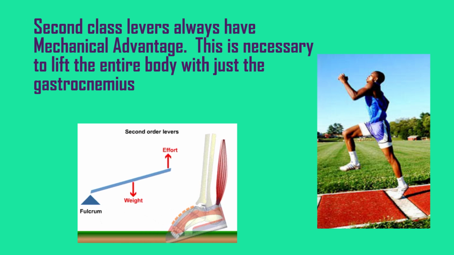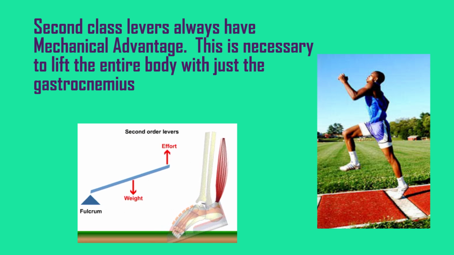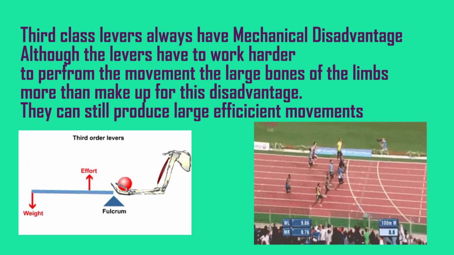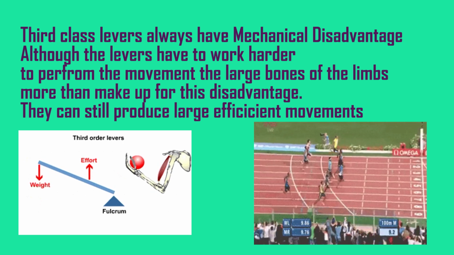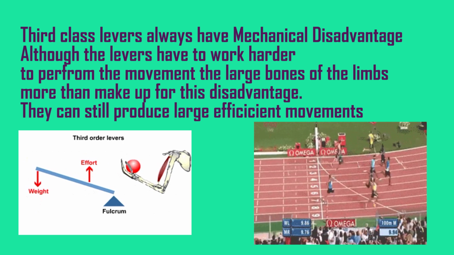Second class levers always have mechanical advantage. This is necessary to lift the entire body with just the gastrocnemius muscle in the long jump. Third class levers always have mechanical disadvantage. Although the levers have to work harder, the large bones of the limbs make up for this disadvantage. They can still produce large efficient movements.